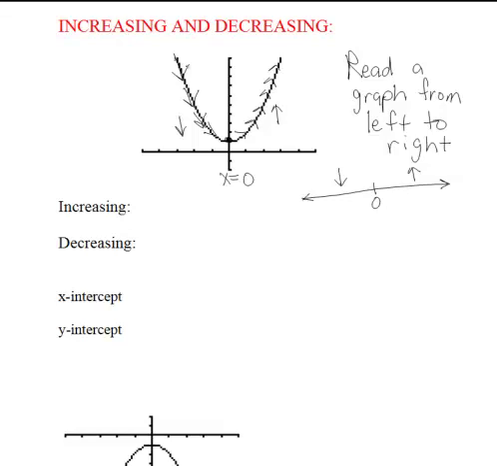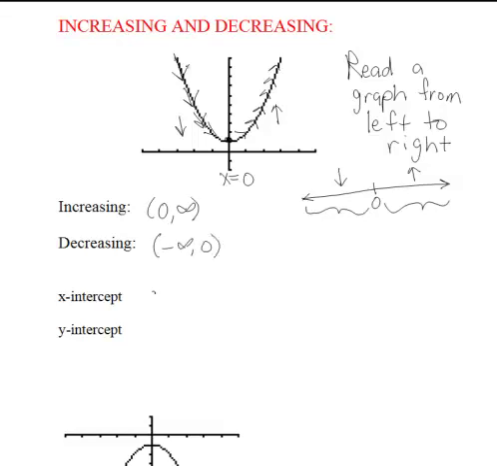Well, we read the x-axis left to right. It's decreasing from negative infinity to 0. The arrows represent infinity. And then it's increasing from 0 to the arrow, which is positive infinity. So it's increasing 0 to infinity. It's going down, or decreasing, from negative infinity to 0.